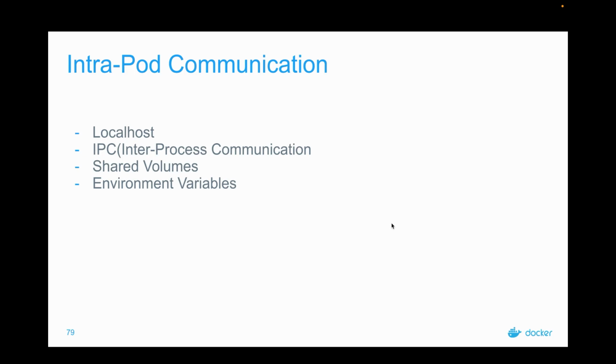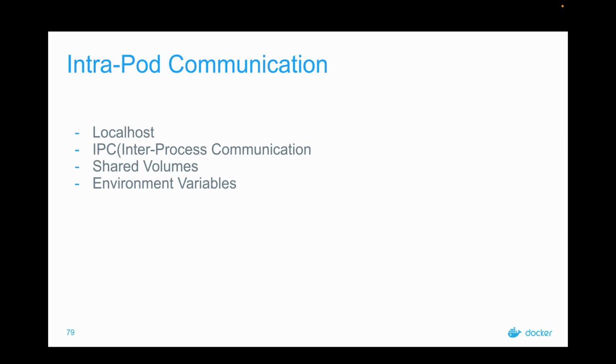The second way would be IPC. Containers within a pod can use inter-process communication mechanisms like Unix domain sockets or shared memory to exchange data. Now this is really helpful when containers need to communicate using more efficient and low-level methods than TCP/IP. The third option is shared volume. Kubernetes allows you to mount a shared volume, just like Docker, into multiple containers within a pod, and this enables them to read and write data to a common storage location for data exchange between these containers.